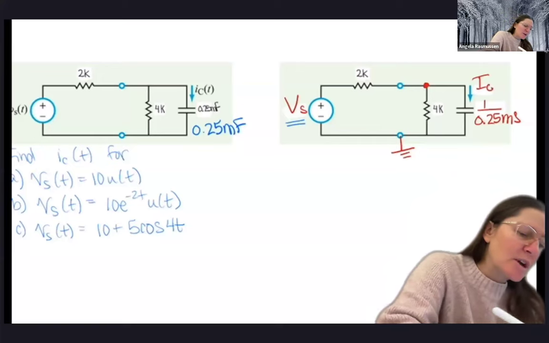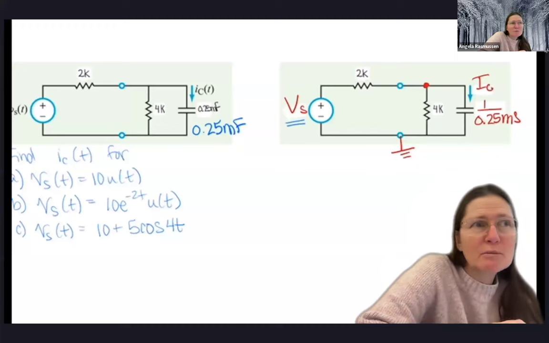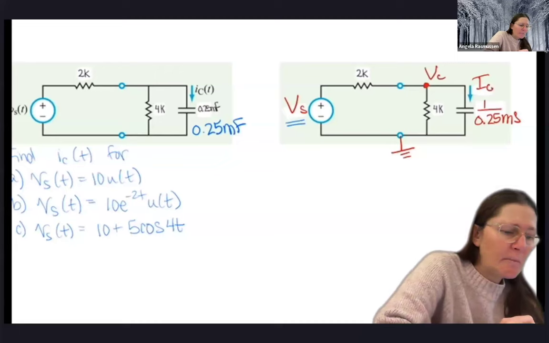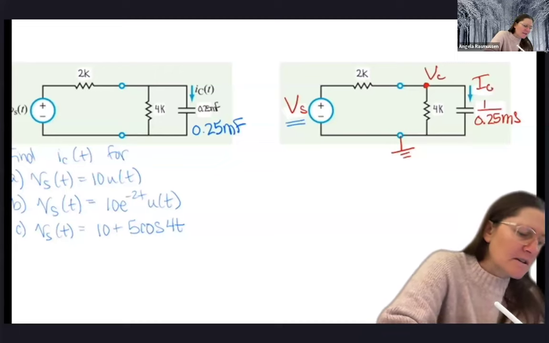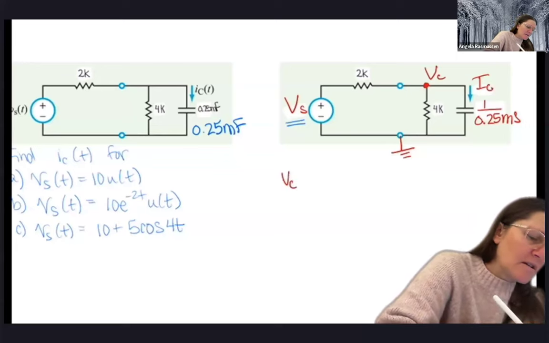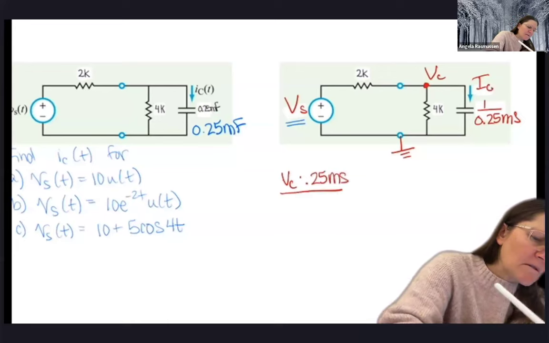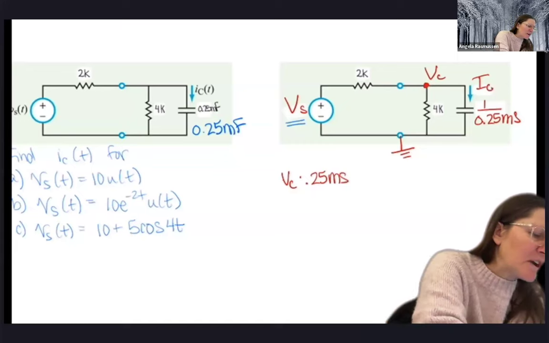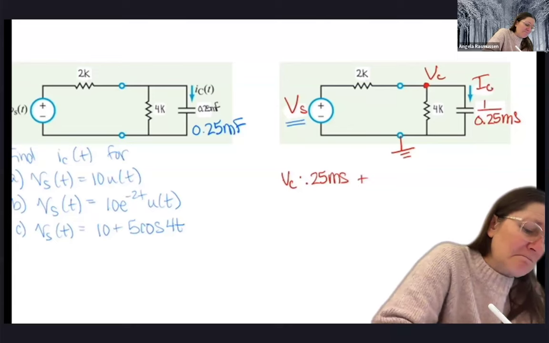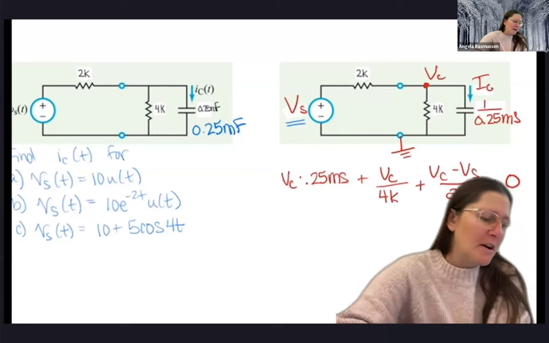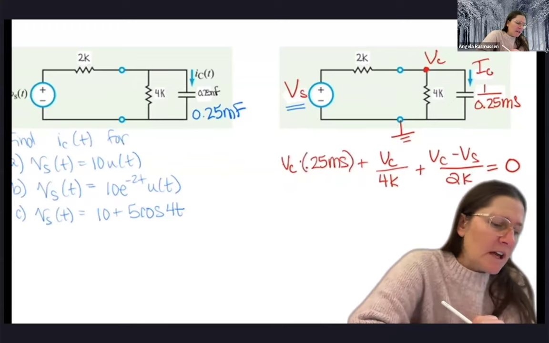So if I was to write the equation here for solving for IC, what would I do? Okay. You called this VC? Yeah. Okay. So what was your equation? VC is going to be VC times 0.25 ms plus VC over 4k plus VC minus VS over 2k. Okay, so VC times 0.25 ms, and then you said VC over 4k. VC minus VS. Correct. And equals zero. Thank you. Yep. Okay, so there's your equation, and this is to solve VC.